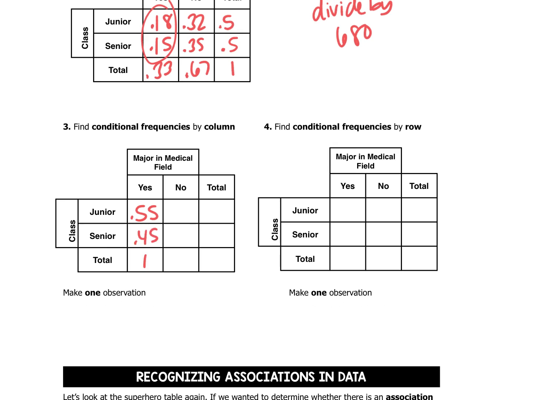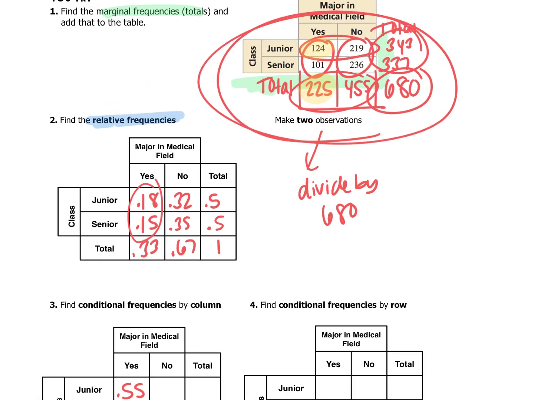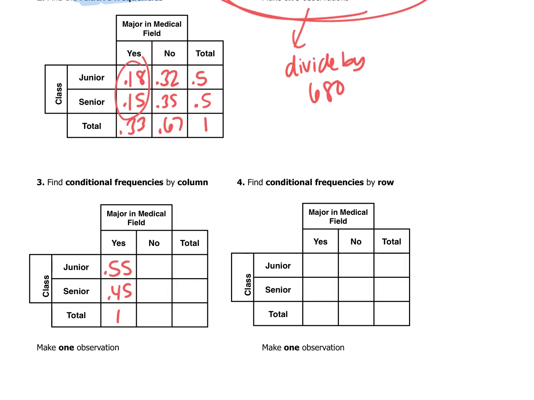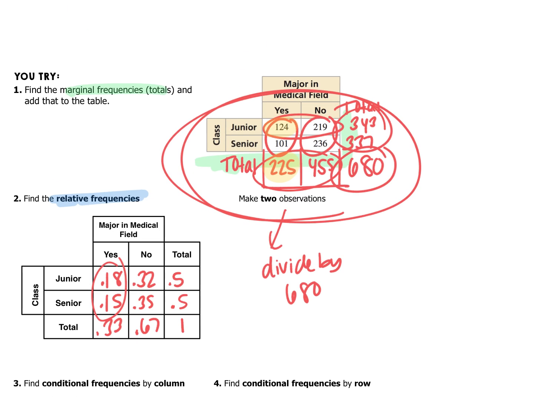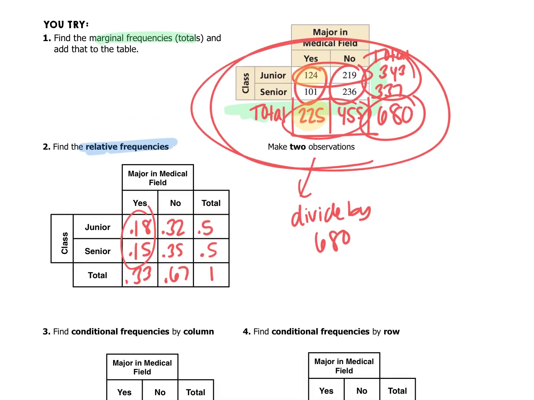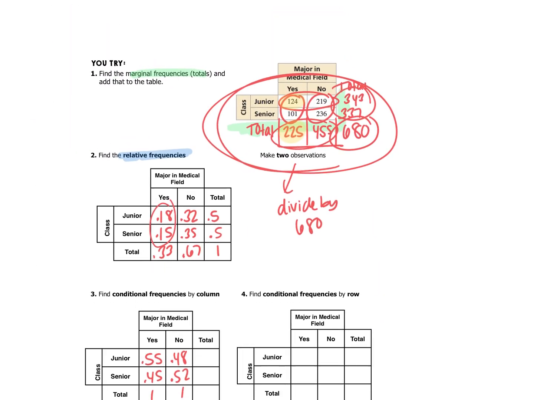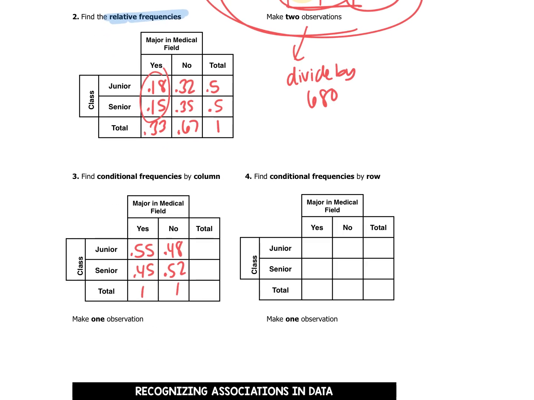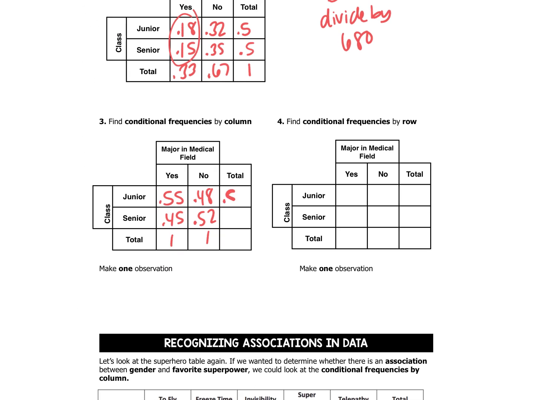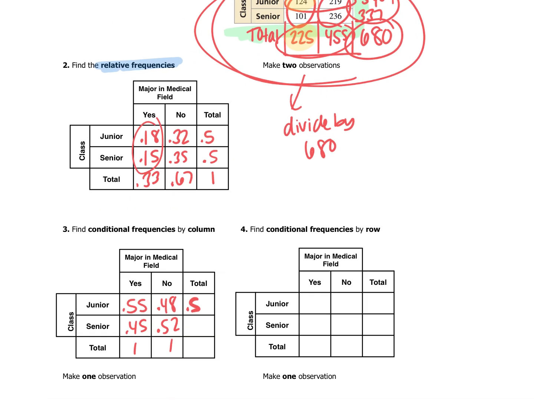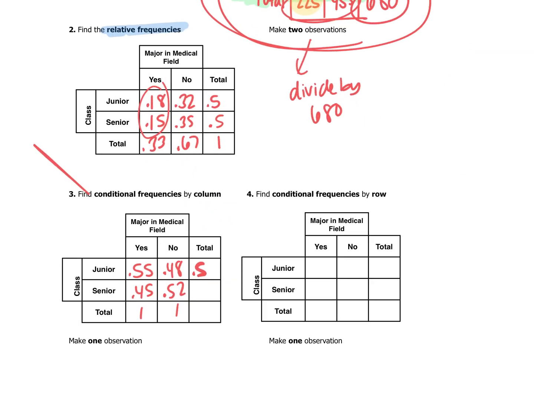That adds to 1. Then take 219 divided by the total of that column, which is 455, and I get 0.48. Then take 236 divided by 455, and I get 0.52. That adds to 1. Then take these divided by the total column, which is 680. 343 divided by 680 is 0.50. This is still going to be 0.5 because that's the total of the column.